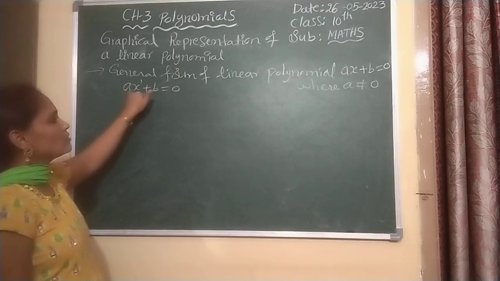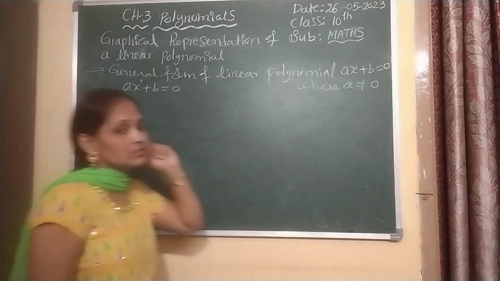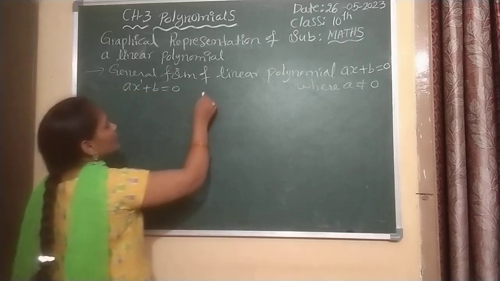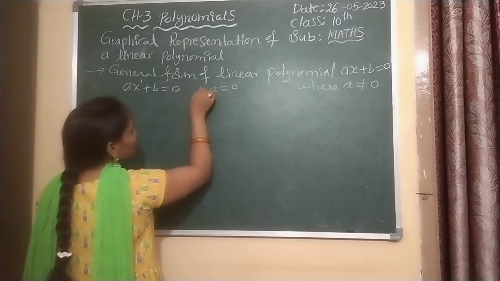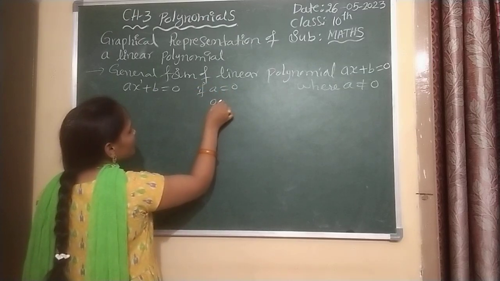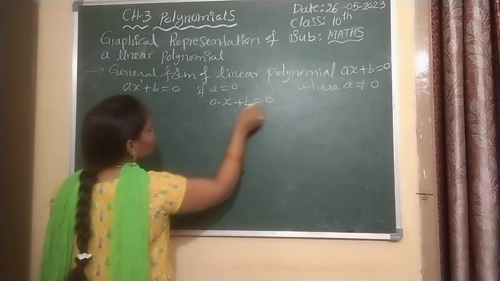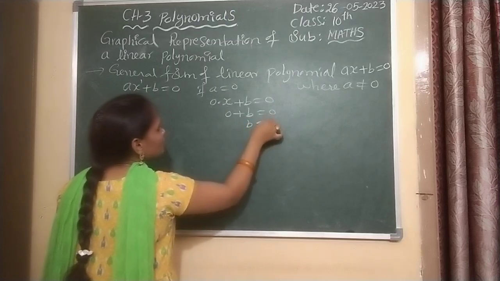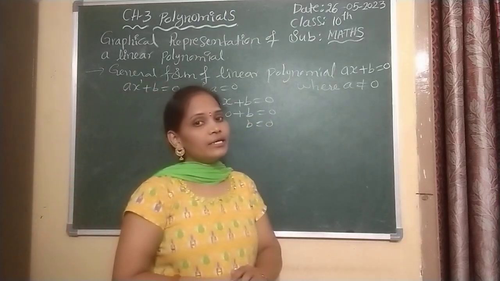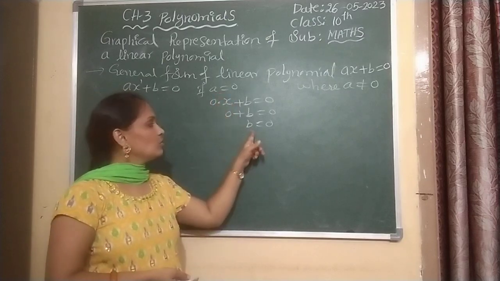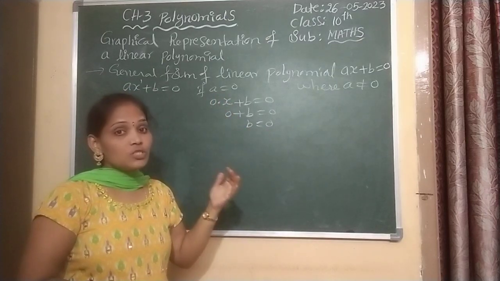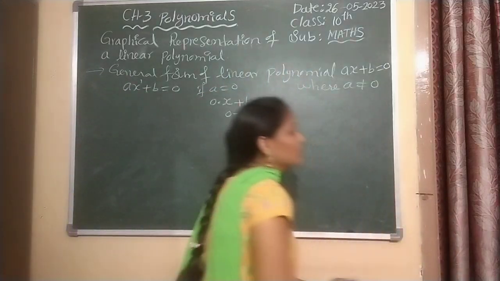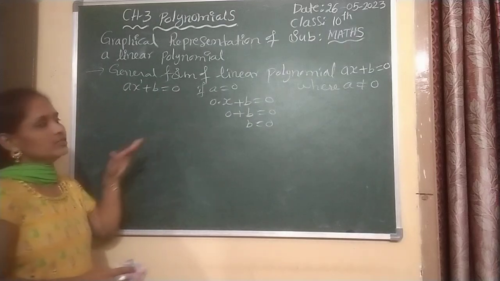Here we are taking a is not equal to 0. Why should we take a is not equal to 0? If a is equal to 0, then what will happen? Let us see. If you take a is equal to 0 and substitute it into ax + b = 0, 0 into something is 0, 0 + b = 0, which means b = 0. Is there any linear polynomial here in the case of a equal to 0? No, there is no linear polynomial. That's why we should take a is not equal to 0. Then only a linear polynomial will exist. You should remember this.